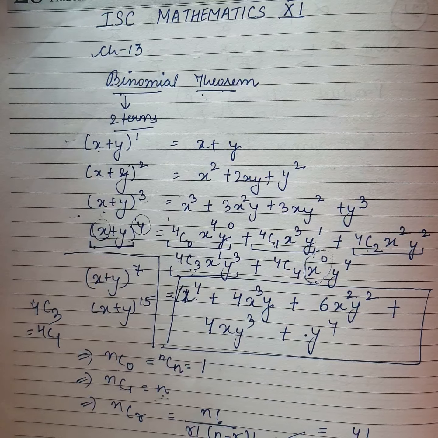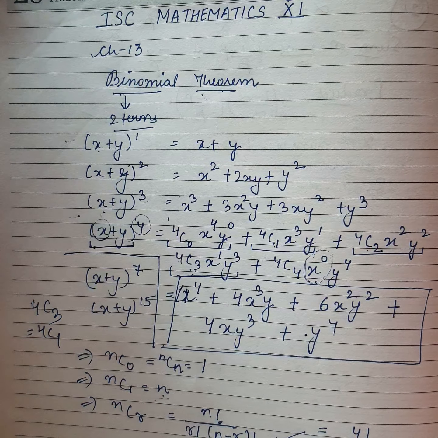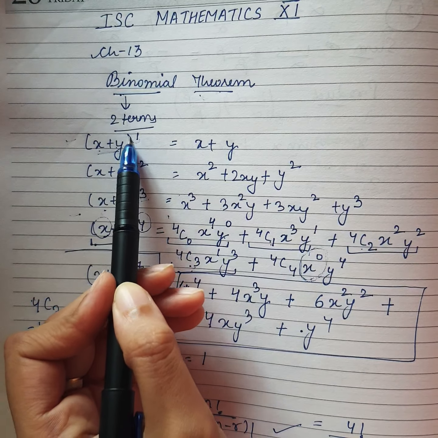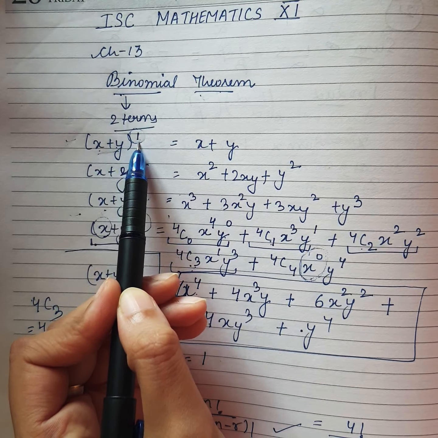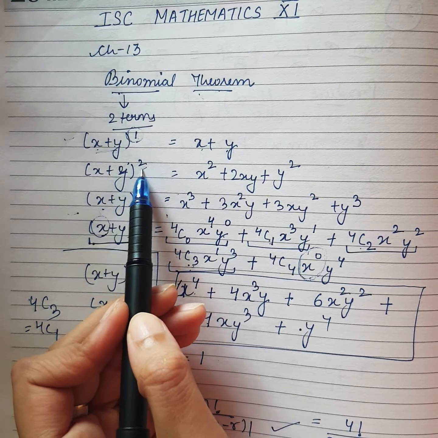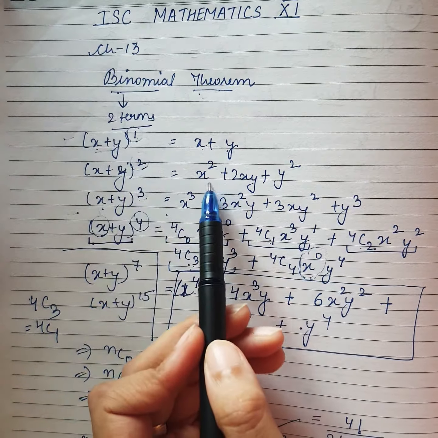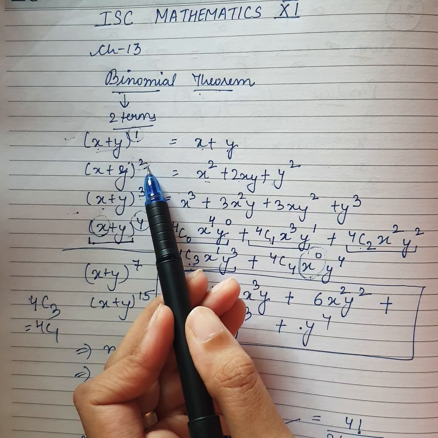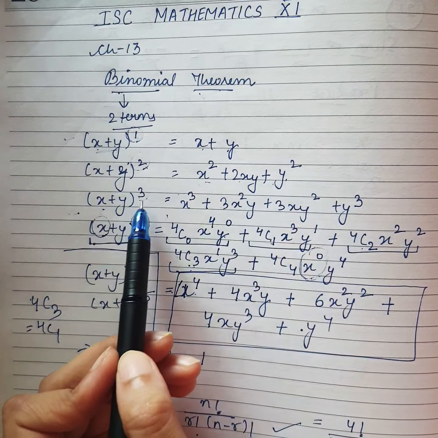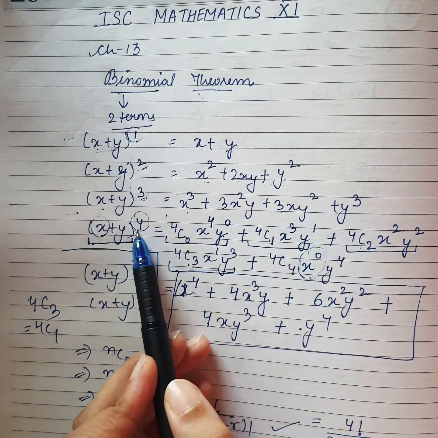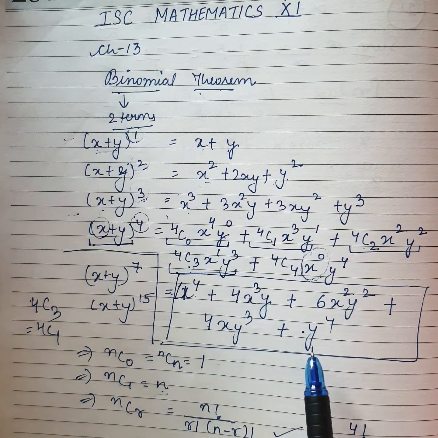Now there is a small observation to find the number of terms. In this expansion, the value of n is 1 and the number of terms is 2. Here n is 2 and the number of terms is exactly 1 more, 3 terms. Here power is 3 and number of terms is 4. Power 4, number of terms is 5.